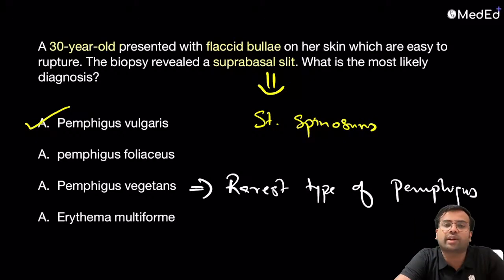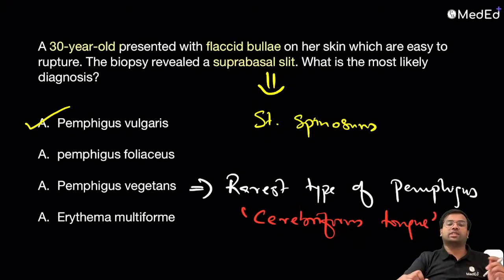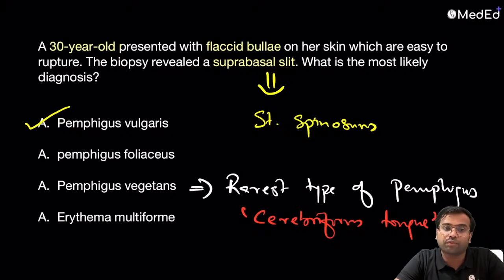In pemphigus vegetans, I would rather say that you need to remember the typical tongue finding that you can see. Any guess how the tongue looks like? I can give you some options as well. Does it look like a geographical tongue? Does it look like a magenta colored tongue? Does it look like some leukoplakia or something? Or does it look like a cerebriform tongue? Yes, so this is going to be called as cerebriform tongue. So in pemphigus vegetans, we can see a cerebriform tongue. This is one of the important points that you can remember about pemphigus vegetans.